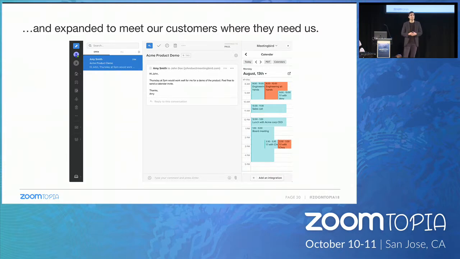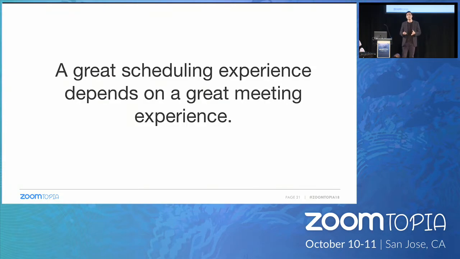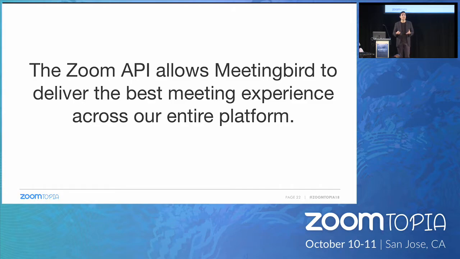Now, one of the things that we've noticed is that a great scheduling experience really depends on a great meeting experience as well. In other words, if one of our users uses MeetingBird to schedule a meeting, but the meeting with the customer fails because there's bad phone reception or because the web conferencing solution they're using has a bad user interface, the whole process isn't a success. And so with that in mind, the Zoom API has become this essential partner for us in guaranteeing a great meeting experience after a meeting is scheduled with our platform.